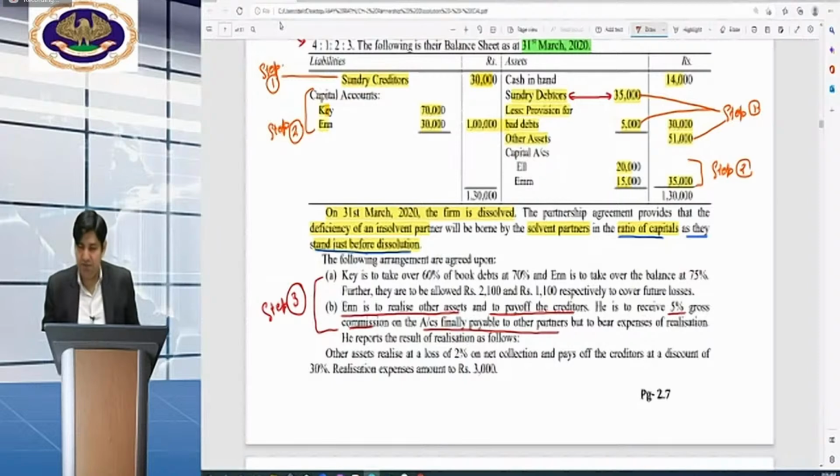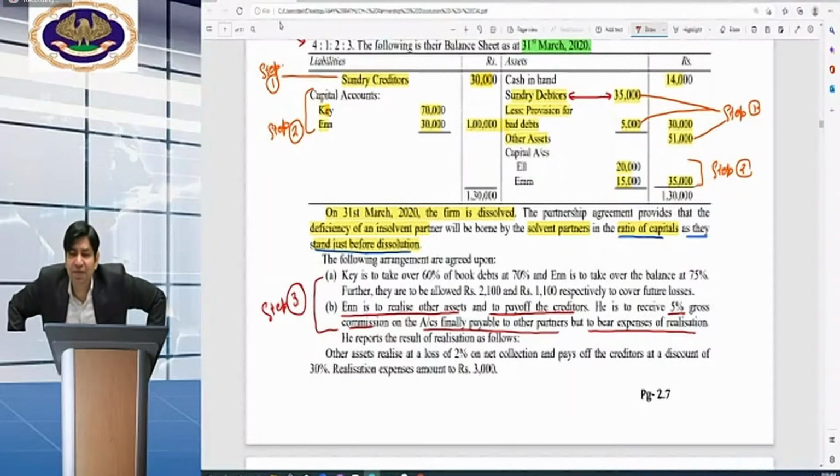But to bear the expense of realization, number one point is this one. Okay, beta? But sir, the amount finally payable to other partners will be decided only at the end of the solution. Yes. It means the commission of this point will also be decided at the end of the question. So we have to hold this point until the end of the question comes, where we will find the final amount payable to others.